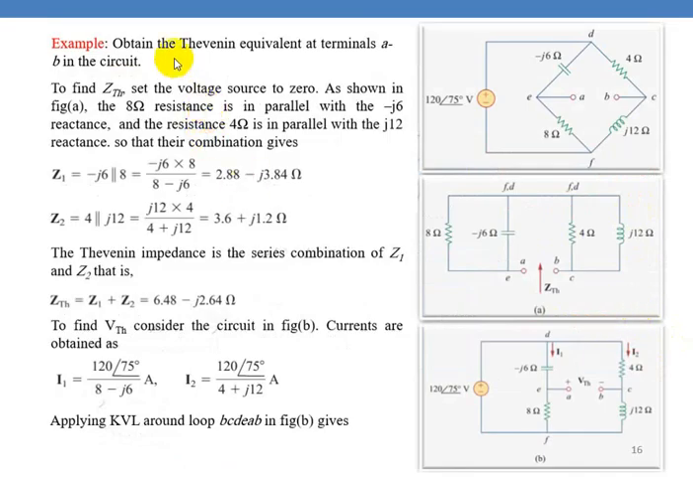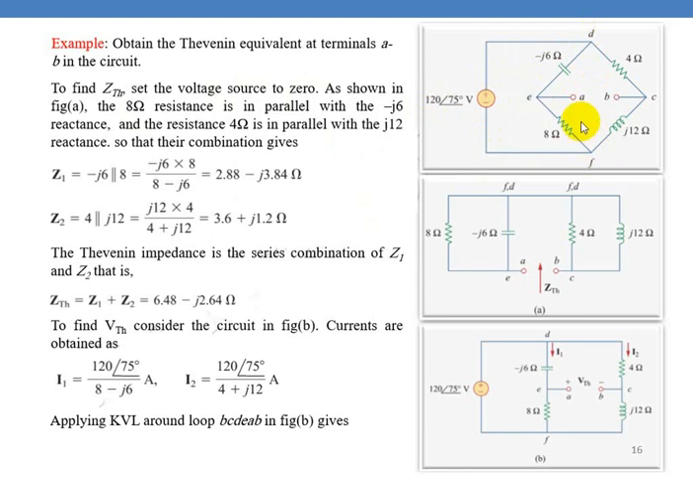So now consider this problem. Obtain the Thevenin equivalent circuit at terminals A, B in the circuit. So you are asked to find the Thevenin equivalent circuit between the two terminals, so that the circuit between the two terminals is converted into a single voltage source in series with an impedance. So to find ZTH, what you have to do is set the voltage source to 0. You have to create a short circuit. So here this node is marked as D, this node is marked as F.